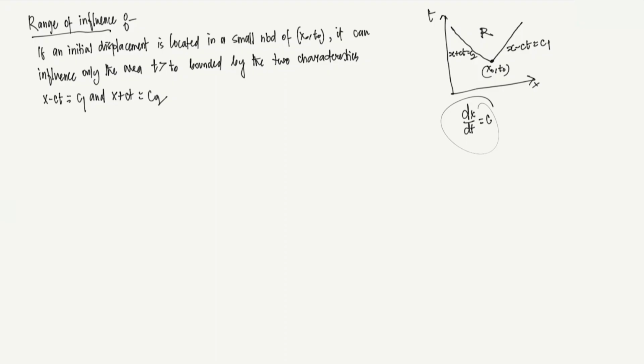And the thing is this sector R. So in this part, the effect you can only see in that part. So this infinite sector R is called the range of influence, the range of influence. Okay, I hope this is clear. Yes. Okay, so this is the range of influence.